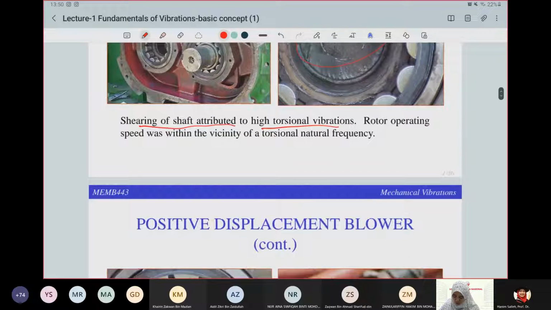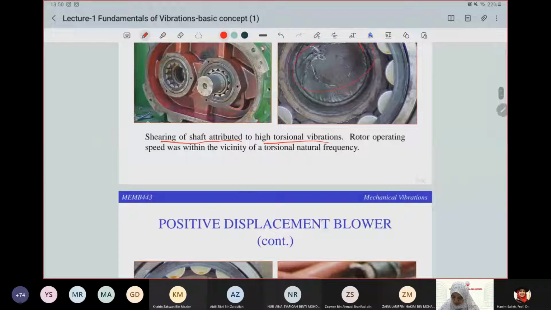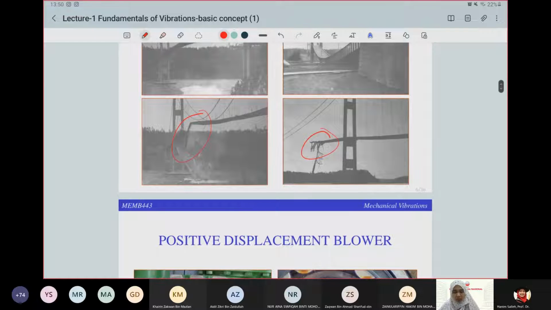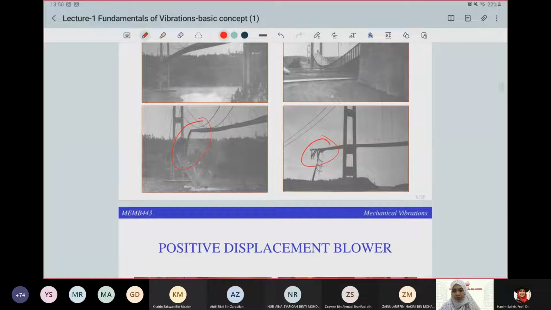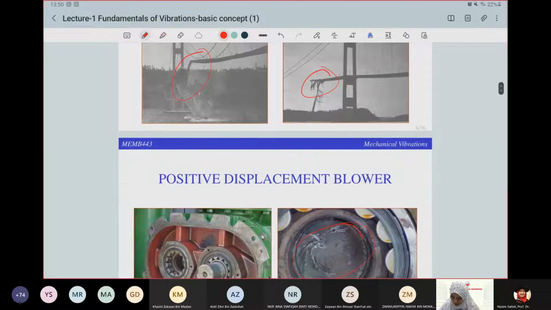A lot of the time it is caused by having the speed in the vicinity of the torsional natural frequency. In other words, what we call resonance. In this class, we also talk a lot about resonance because that causes high amplitude of vibrations. Quite similarly to the Tacoma Bridge, it was found that the wind hitting the bridge caused a frequency that matches the natural frequency of the bridge. That causes resonance there.